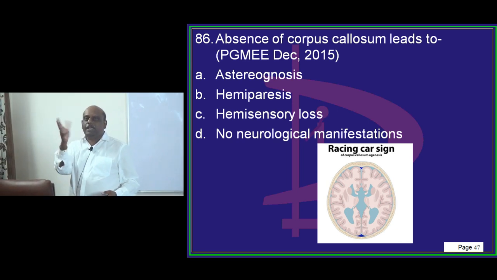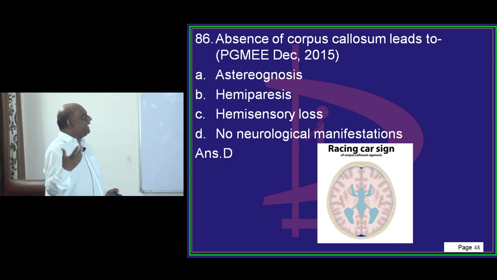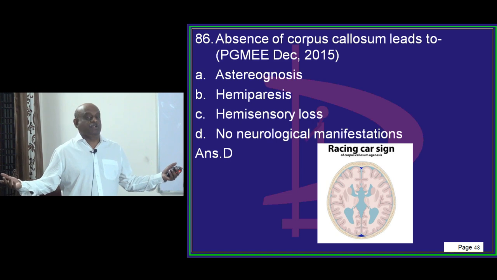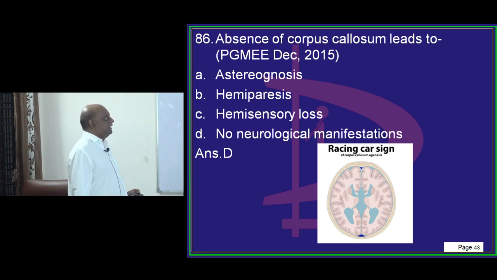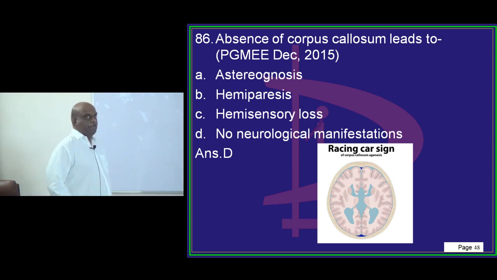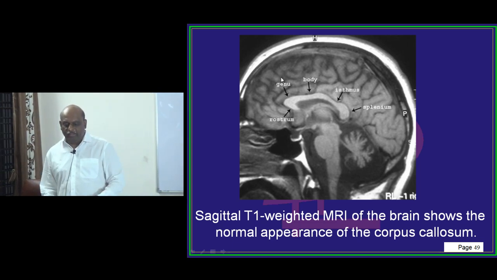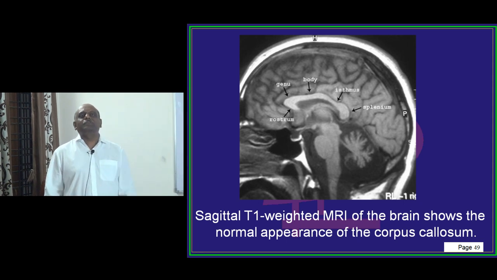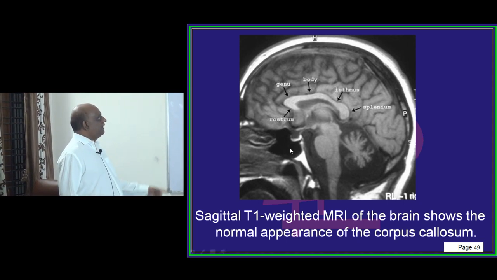If the corpus callosum is absent, what will it lead to? There will be no neurological manifestations. Surprisingly, even if your corpus callosum is not working, be very sure. Sometimes it can be a presentation like that. Now, first of all, on neuroimaging, how does a corpus callosum look like and absence look like? You should be very sure.